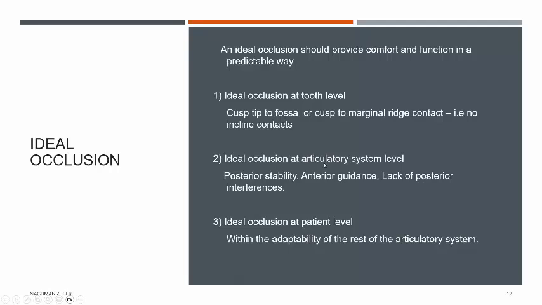Ideal occlusion at the articulatory system level means there should be posterior stability, anterior guidance, lack of posterior interferences when there will be eccentric movements like canine guidance or group function or protrusive guidance. Ideal occlusion at the patient level means patient is feeling comfortable. They are comfortable, they have adapted to their normal position of the teeth.